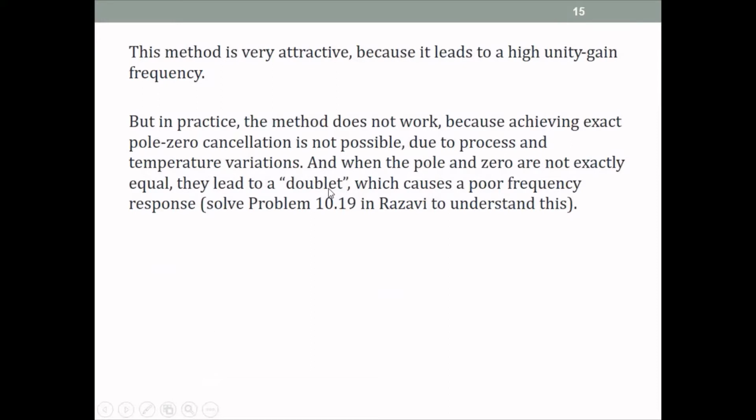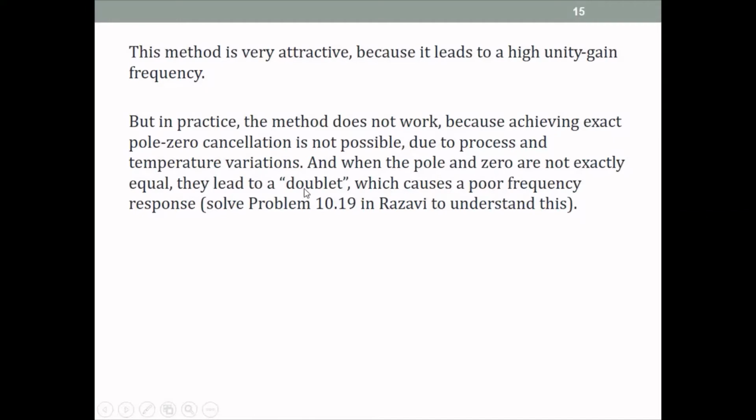That doublet causes a poor frequency response, and Razavi has given this as a problem, and I would like you to go through this problem and solve it. It's not a difficult problem, but you'll go through the mathematics and inverse Laplace transforms and all that to understand how a doublet affects the transient response. Actually, I should say not just the frequency response, but the transient response of an amplifier. So please solve this problem.